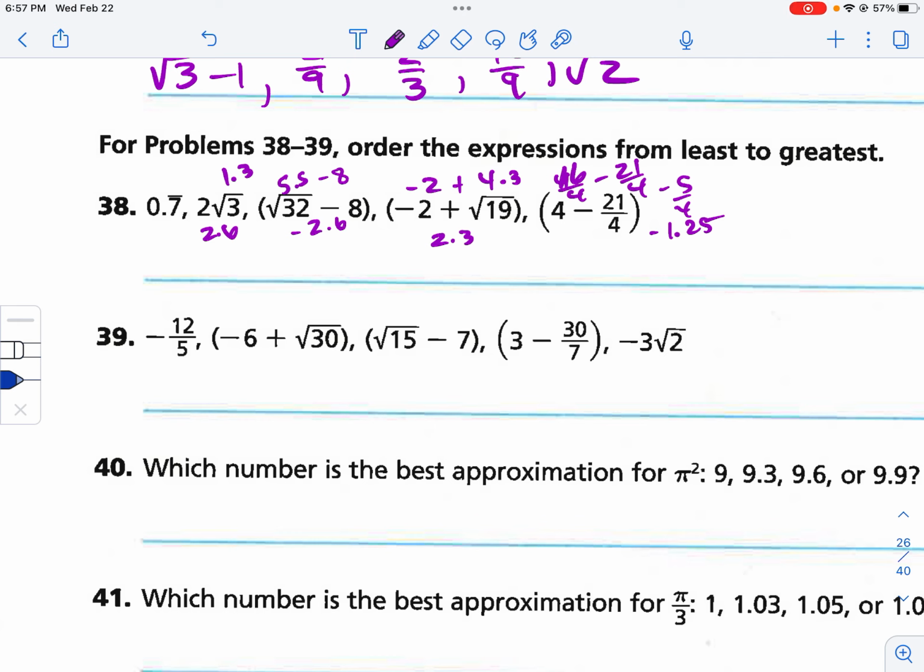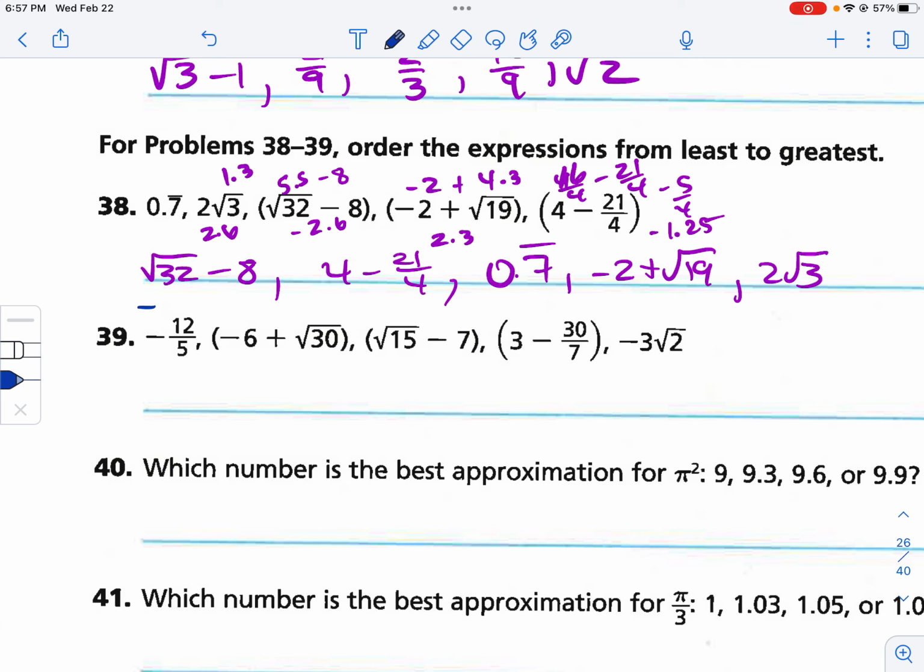Okay, so from least to greatest, so this is going to be the square root of 32 minus 8. And then 4 minus 21 over 4. And then 0.7 repeating. And then I'm going to say negative 2 plus the square root of 19. And then 2 radical 3. All this is without a calculator also, by the way. So if I got it wrong, I'm sorry.